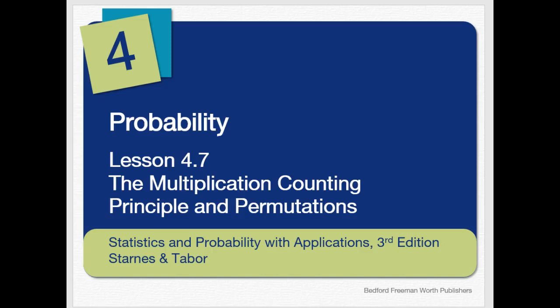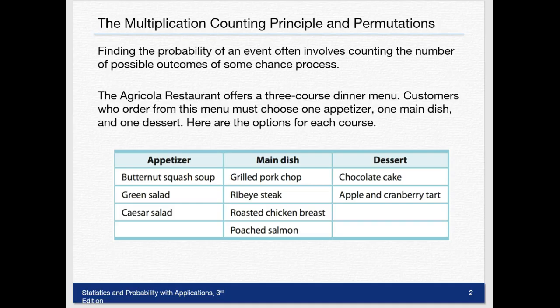All right, 4.7 is the multiplication counting principle, also referred to as permutations. Not a big deal. The multiplication counting principle: finding the probability of an event often involves counting the number of possible outcomes of some chance process. Not a big deal.